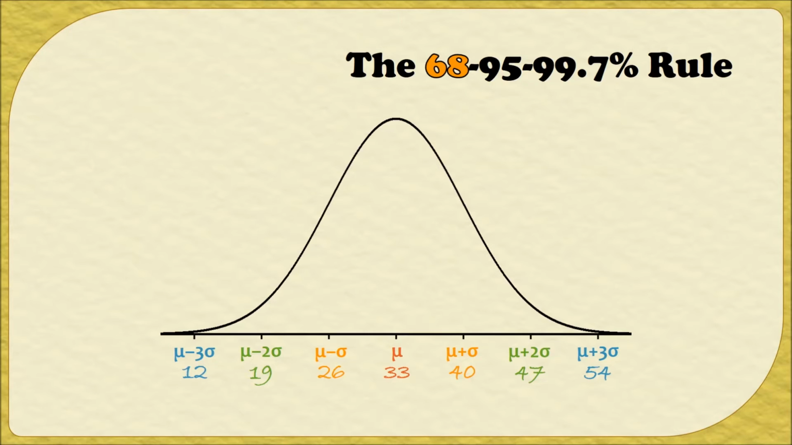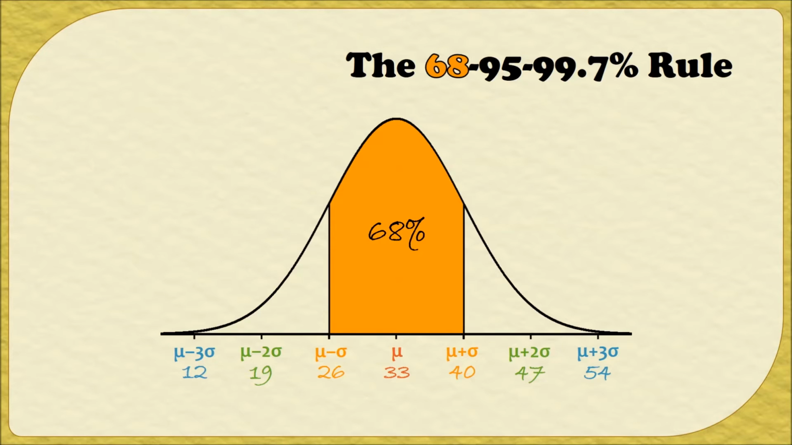So the 68 means if I cut off my normal curve 1 standard deviation below and 1 standard deviation above, I'm going to find 68% of the values. In other words, 68% of my data are going to fall within 1 standard deviation of the mean. For instance, in the example that we're using here, this would mean that 68% of the values would live between 26 and 40 if our values were normally distributed.